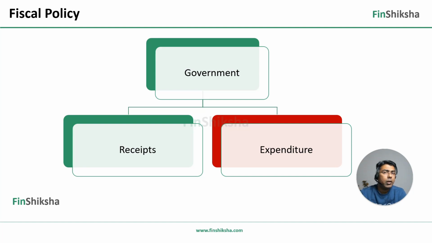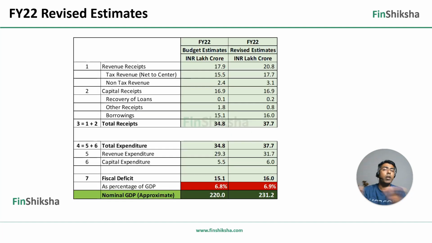Let's compare the budget estimates for financial year 2022 versus the revised estimates that were announced this year, right? So let's take a look. You'll note in the top part of this is the revenue receipts, which is all the receipts that are going to come on account of recurring revenue of the government, primarily tax revenue and non-tax revenue. Non-tax revenue being the dividends that the government gets from all the PSU entities, right?